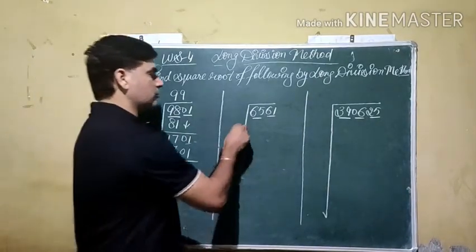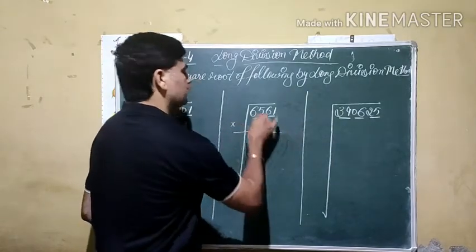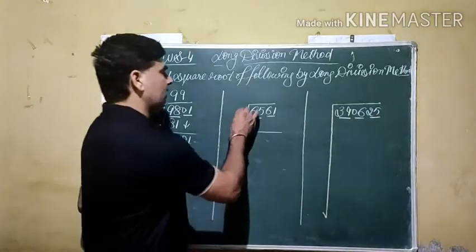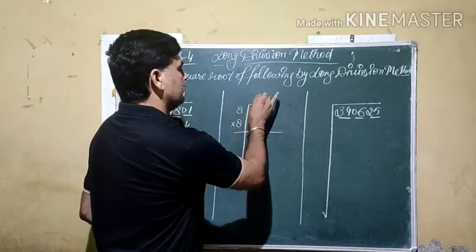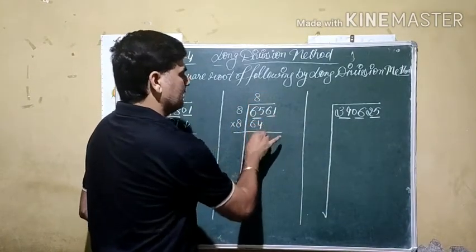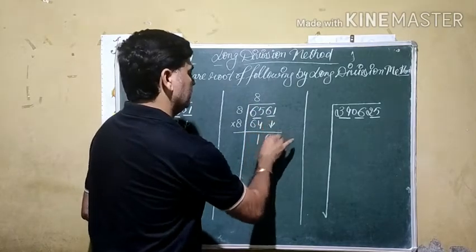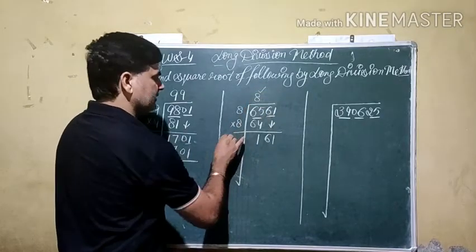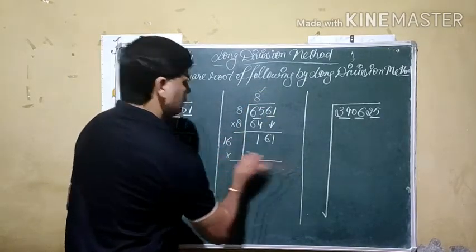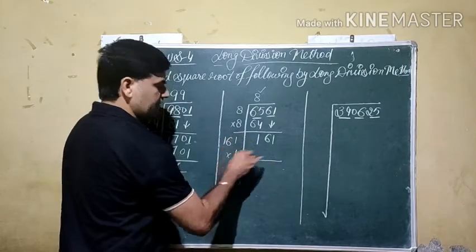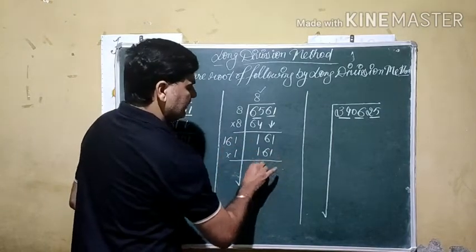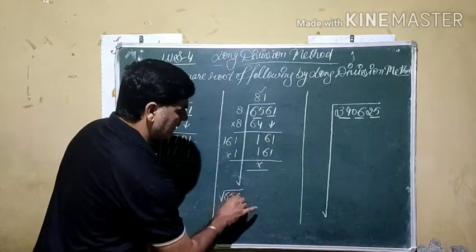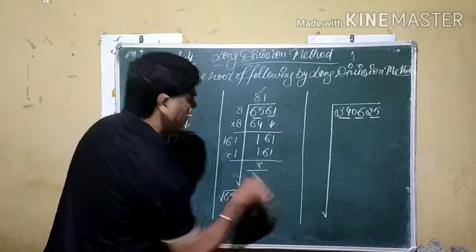Now we have to choose a number which multiplied by the same number should be equal to 65, otherwise less than 65. We know that 8 8s are 64. So balance comes out 1. Pair of next. Now 8 plus 8 is 16, otherwise double of this, 16. We have to choose a digit. As you know, 161 times 1 is 161. So the digit comes here 1. So the square root of 6561 is given by 81.